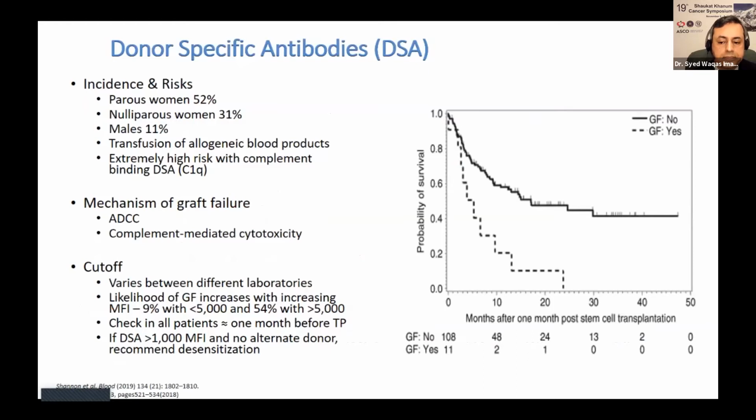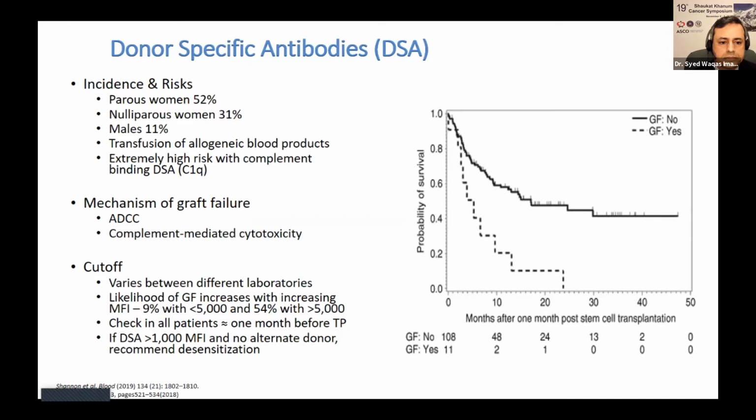Donor-specific antibodies are a major concern with haplotransplants. The incidence is higher in parous women and can be more than 50%. Nulliparous women also have a pretty significant incidence of DSAs. Male patients can also have DSAs, not as commonly seen as females. And again, patients who have had transfusions from allogeneic blood products can have a higher incidence of DSAs.